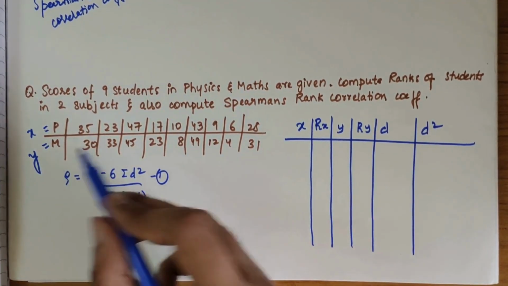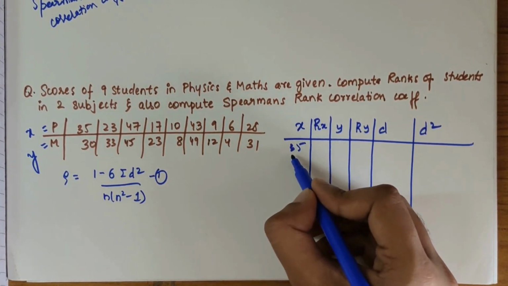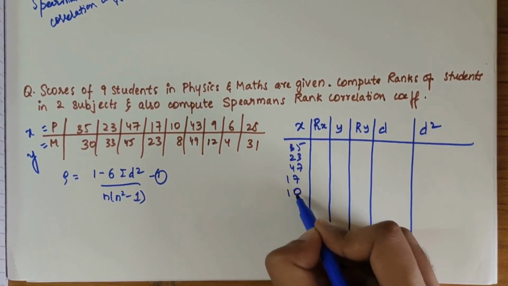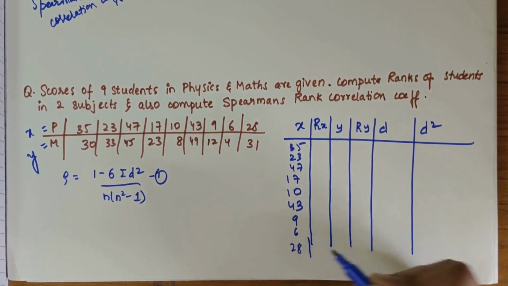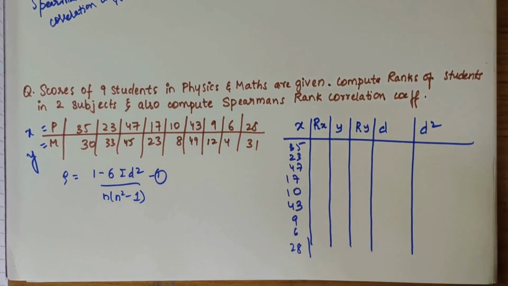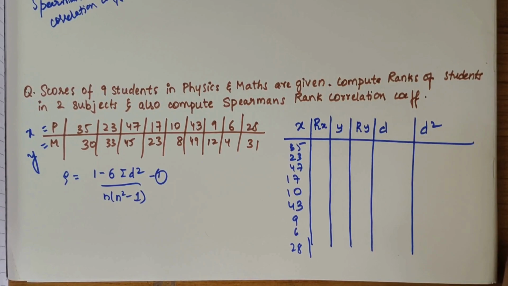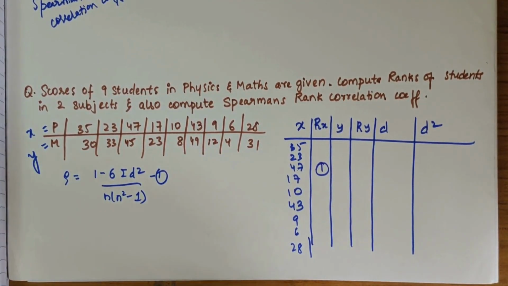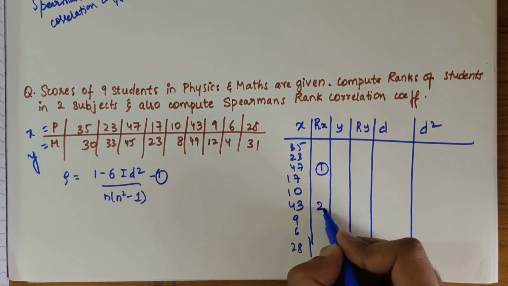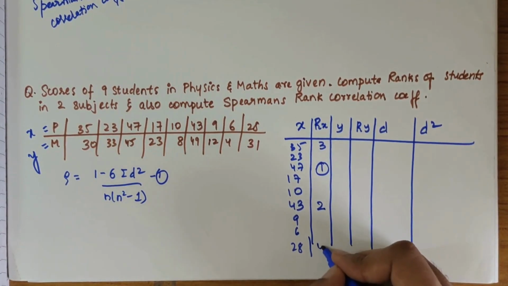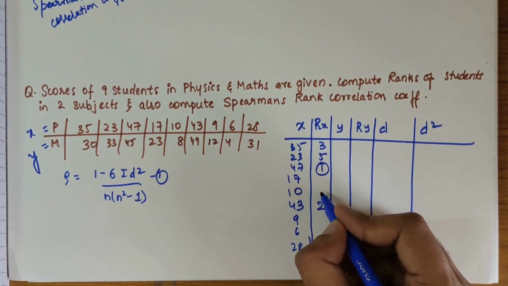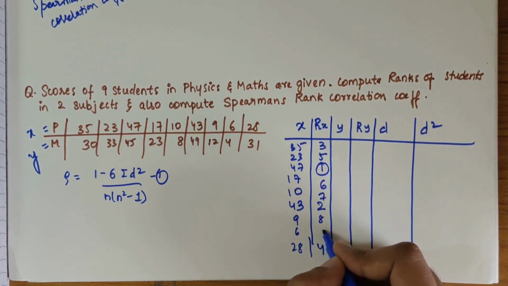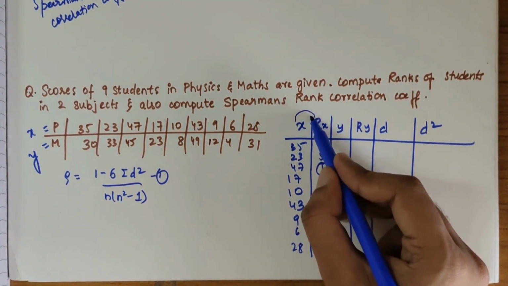First, write all the values of physics here in the same order: 35, 23, 47, 17, 10, 43, 9, 6, 28. Now, looking at the marks obtained by students in physics, you have to allot a rank to each value. The highest marks get the least rank, that is 1. For 47 we give 1, followed by 43 which gets 2, then 3, then for 28 it is 4, then 5, 6, 7, 8, and 9. So these are the ranks of physics.